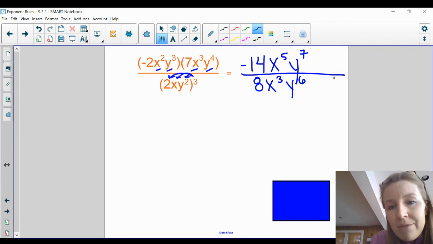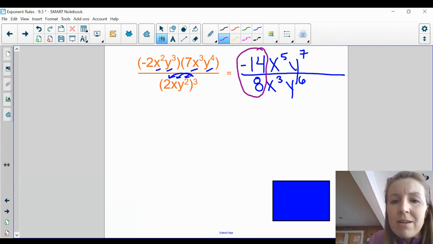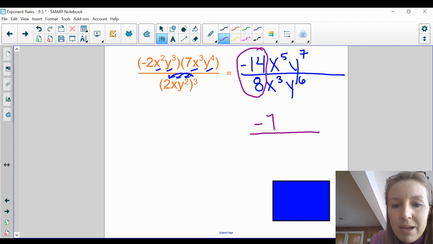Now we've taken care of things horizontally. Now we're going to work vertically. I want to first work by simplifying my fraction of negative 14/8. Those are both divisible by 2, so I'm going to end up with negative 7 on the top and 4 in my denominator. Then I'm going to work with x to the 5th and x to the 3rd. I can subtract those, so I end up with x squared.